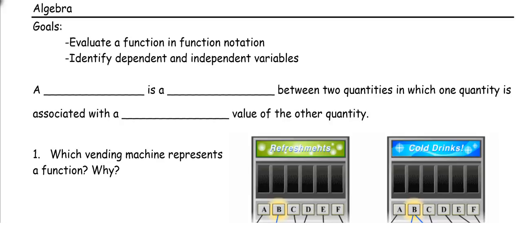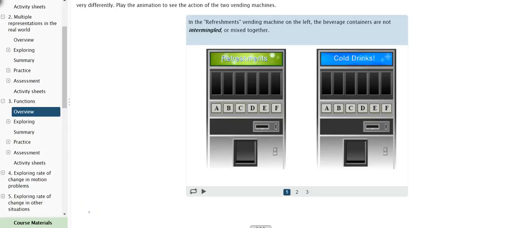This video is about how to evaluate a function in function notation and identify dependent and independent variables. So a function is a relationship between two quantities in which one quantity is associated with a unique value of another quantity. So let's look at the example of two vending machines.